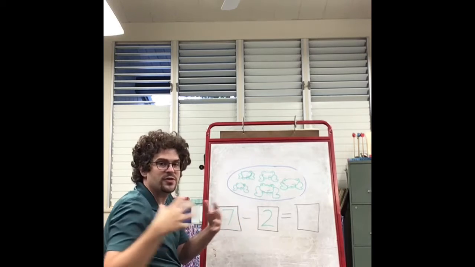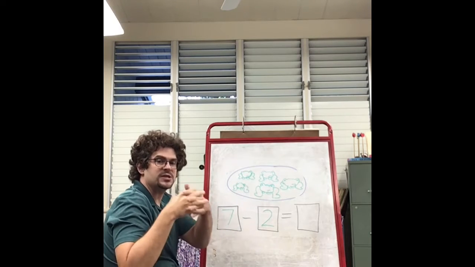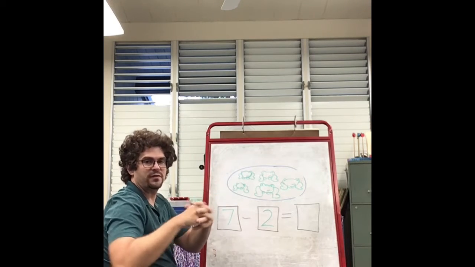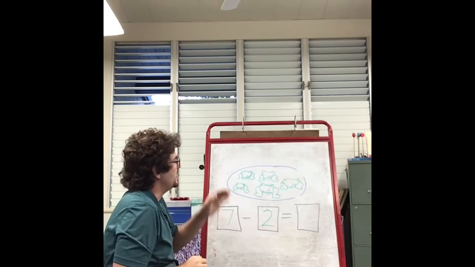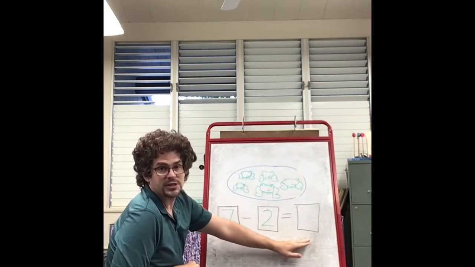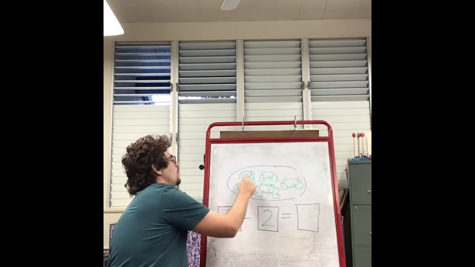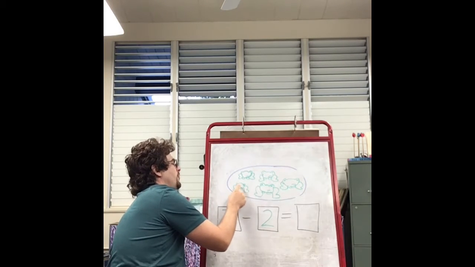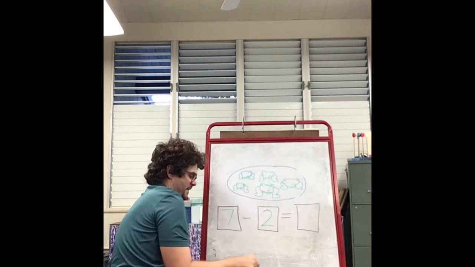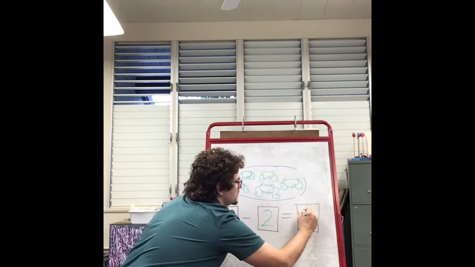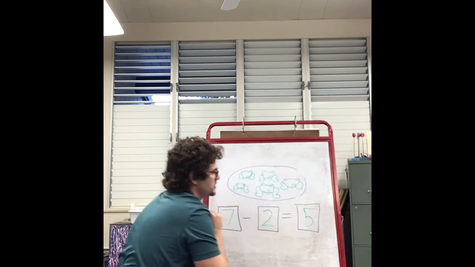We've taken away those 2 from our big 7 of frogs. We took away 2 of them. We took them away and they left. And now whatever's left over is going to be our answer. So we can just count that once we take those 2 frogs away. 1, 2, 3, 4, 5 frogs are still playing today.